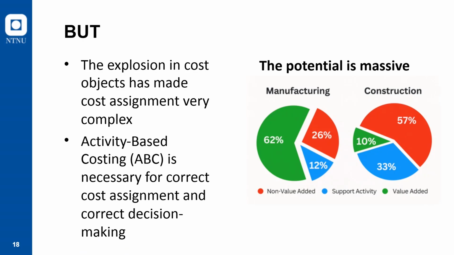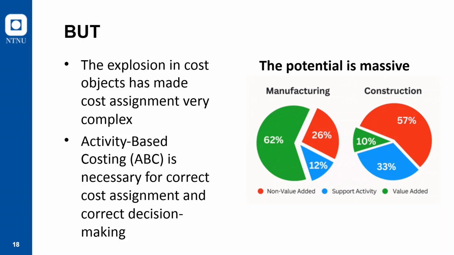And the potential is massive. This is from a report that I was co-author of many years ago, if I remember correctly. Basically, you see manufacturing, which is a highly repetitive industry, you see that the share of so-called value-added activities is much higher than in construction. 62 versus 10%. It's 6 times more value added in manufacturing compared to construction for the same amount of input.